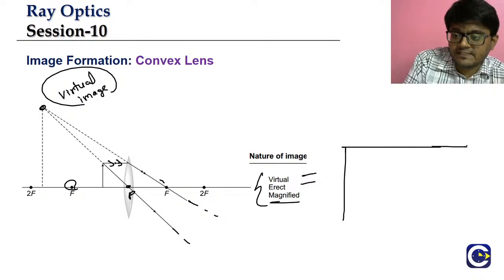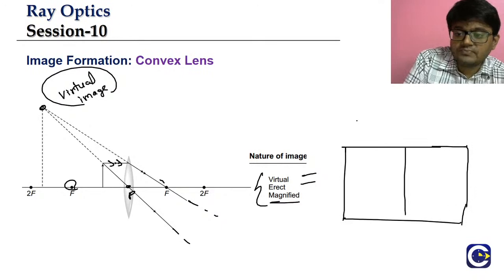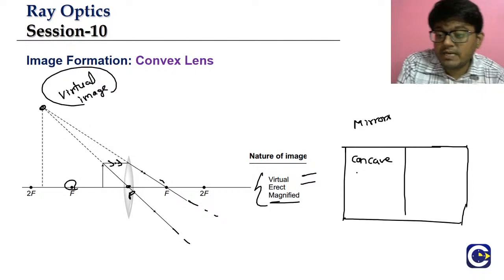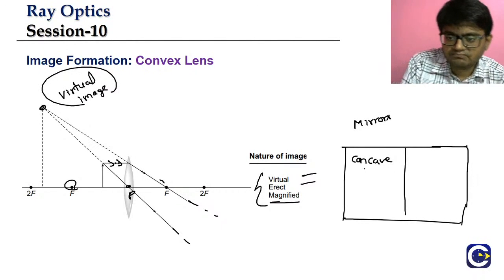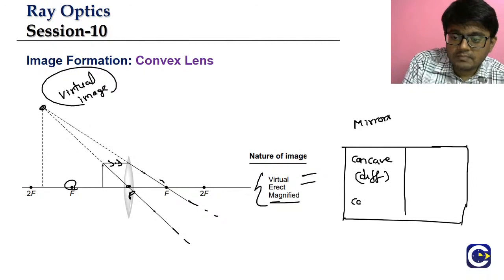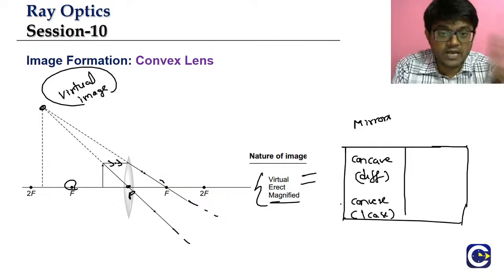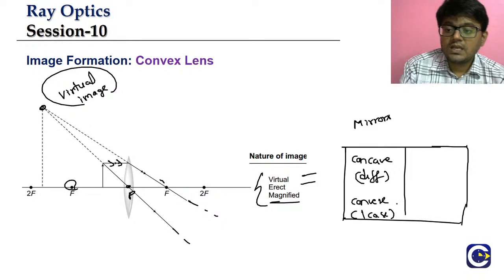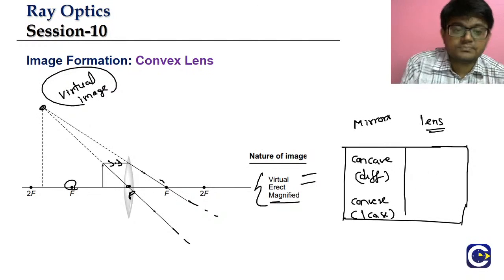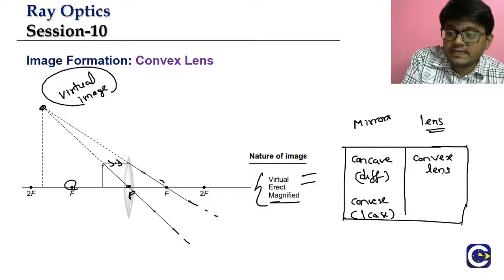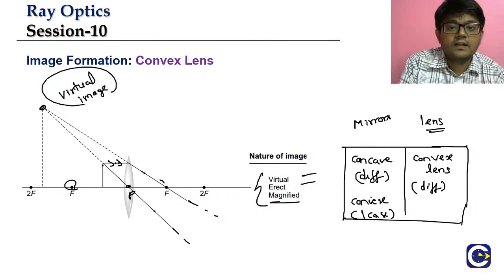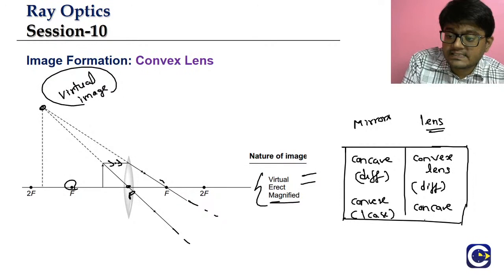just to show the difference, in case of mirrors, for a concave mirror we have talked about different scenarios, but for a convex mirror we have only one case other than the object at infinity, correct? In the case of lenses, we have discussed different scenarios for a convex lens so far. For a concave lens, we will have only one case other than infinity.